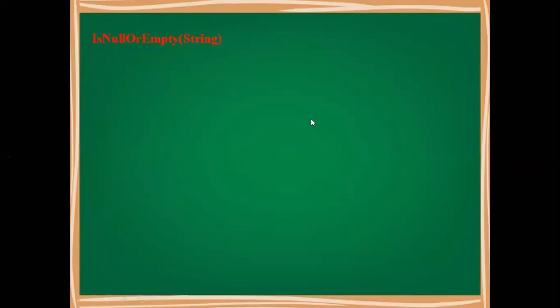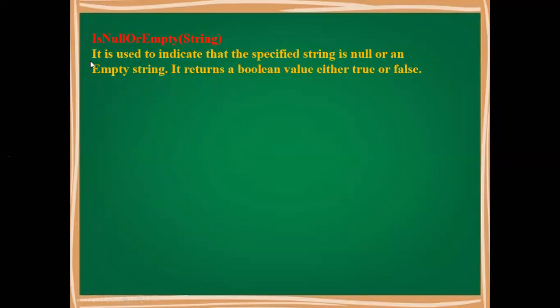The next function is very much simple. We can check whether our given string is null or empty. So if it is null, the function will return true. It is obviously going to be a Boolean type of function. और empty भी रहेगा तो function will return true. It is used to indicate that the specified string is null or an empty string. It returns the Boolean value either true or false.